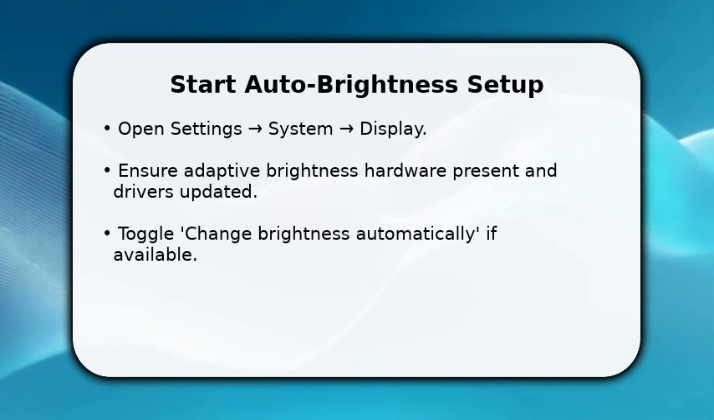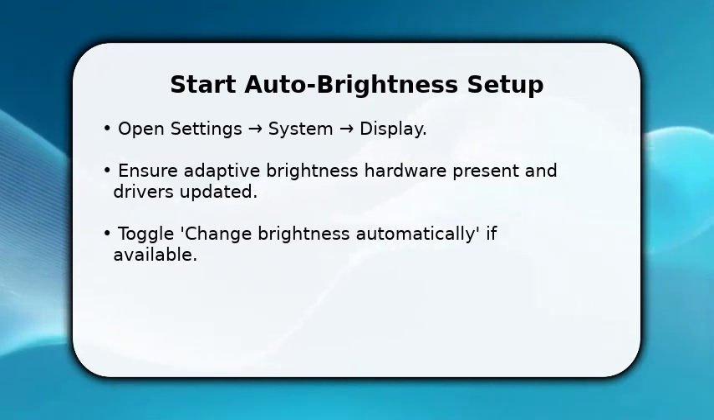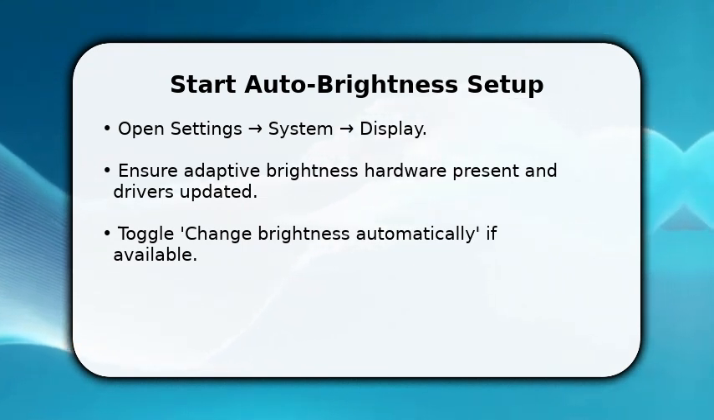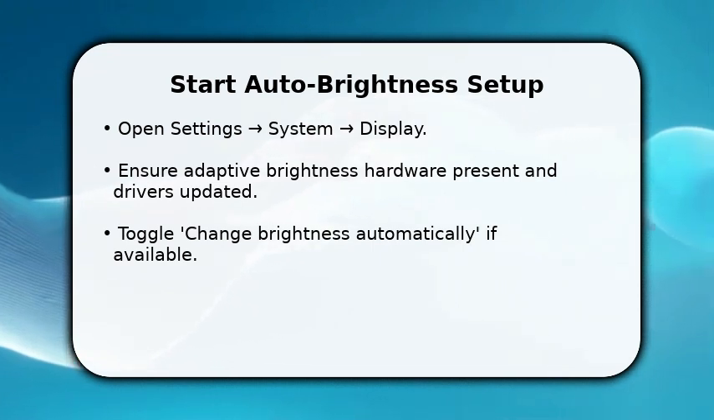Enjoy the video. You begin by opening Settings and going to System, then Display. This gets you directly to brightness controls. Make sure your device has an ambient light sensor and that display drivers are up to date, because the option only appears with proper hardware and drivers.